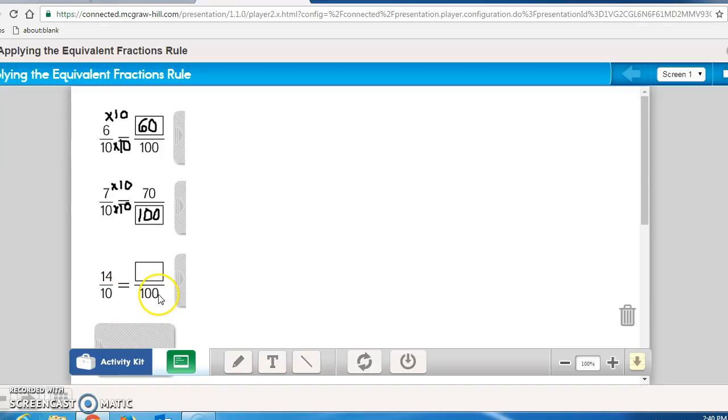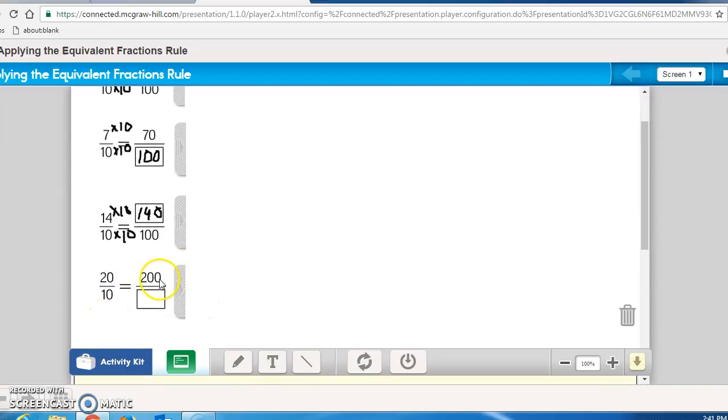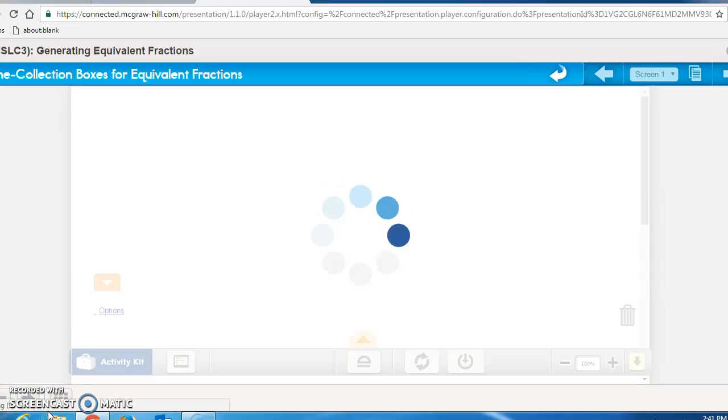10 times what equals 100? Again, I start with the bottom number because that's the information I have. The denominator is telling me that I multiply by 10, so I must do the same to the numerator. 14 times 10 is 140. And the final one, 20 became 200 how? Well, I multiplied it by 10. 20 times 10 is 200, so 10 times 10 equals 100. Now I know that my fractions are equivalent.